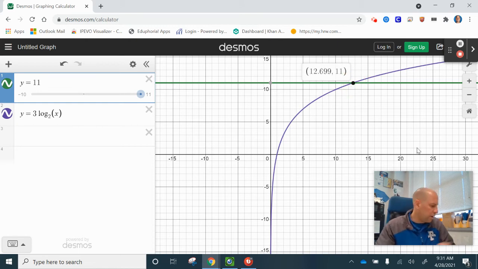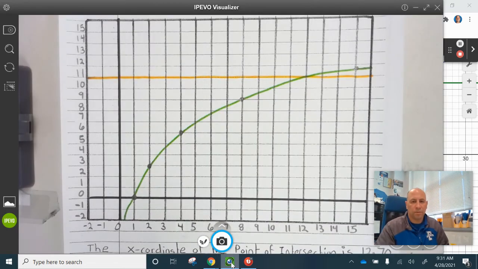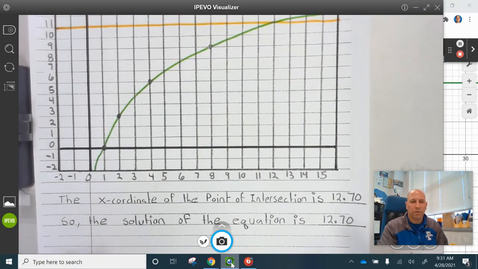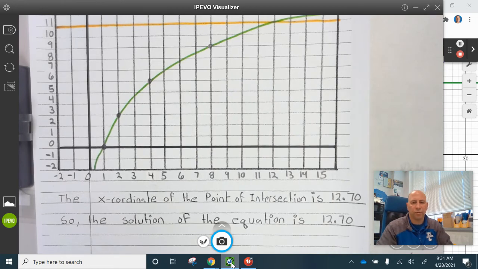Okay. Now it says to round to 2 decimal places, so that'd be 12.69. Well, that rounds to 12.70. And again, we're only looking at the x value. So the x coordinate of the point of intersection is 12.70. So the solution of the equation is 12.70. All right, go ahead and finish up example 2.